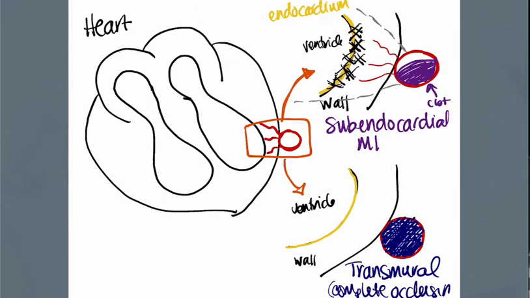So if this vessel was giving oxygen to everything in this area of the ventricle, all of these cells are infarcted with no blood supply and will undergo cell death. So a transmural MI is a full thickness MI. The entire thickness of the wall experiences cell death. As opposed to a subendocardial MI, where only the most inner part of the ventricular wall experiences cell death.